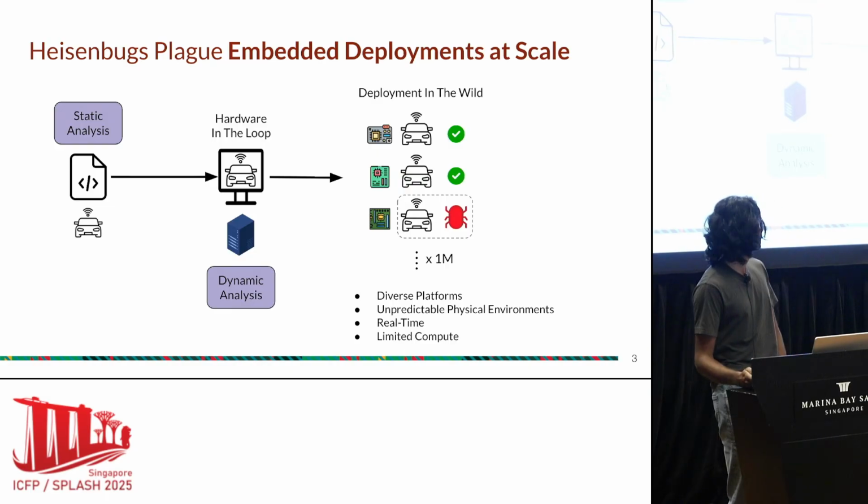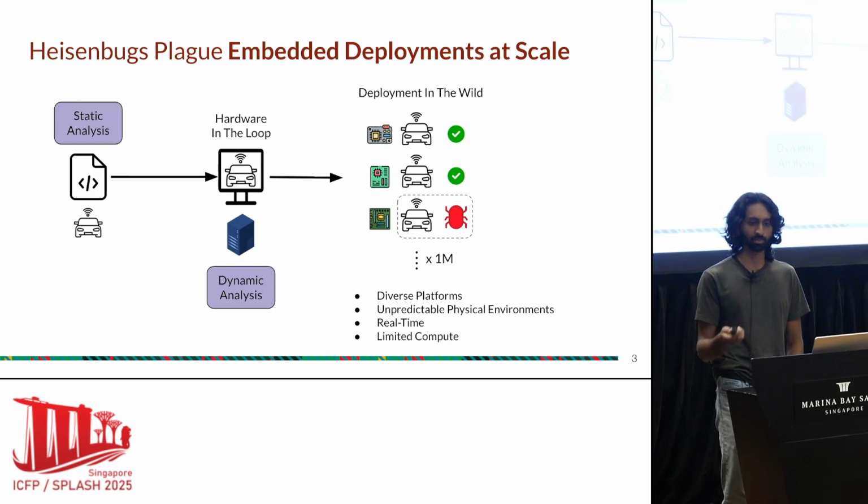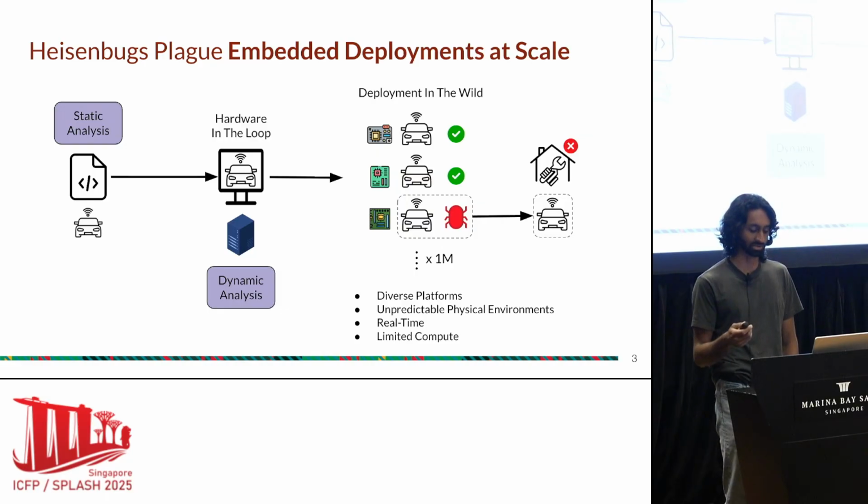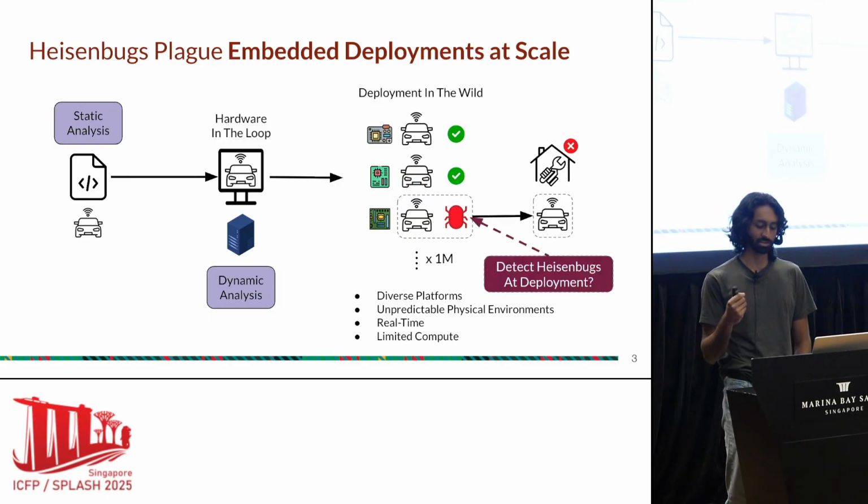The problem is, due to the real-time requirements and the limited compute available on these platforms, they're unable to add debugging capabilities or logging mechanisms into these systems. And when they're finally brought back in-house to debug, you're unable to reproduce these bugs. So we asked the question, is it then possible for us to instead detect these heisenbugs at deployment?